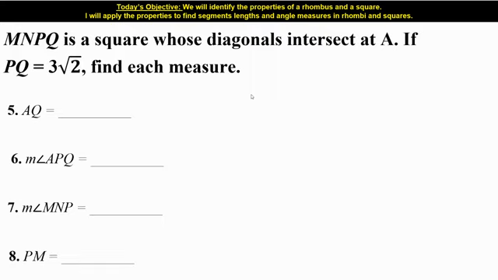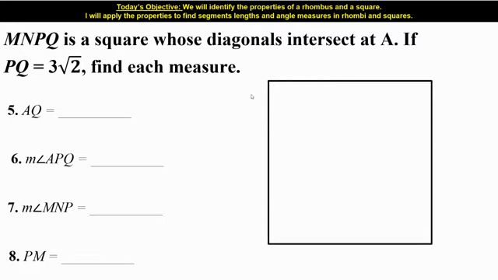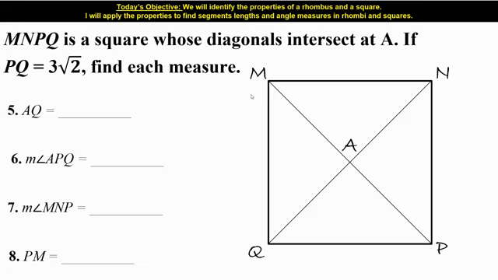Here's an example of how you might be asked about a square. MNPQ is a square whose diagonals intersect at A. If PQ equals 3 square roots of 2, find each measure. Let's draw a picture. I'm going to draw a square. I'm going to pick a corner to start with M, and then I need to remember that I have to go around the shape. So I'm going to go clockwise, N, straight down to P, and over to Q. If you have Q and P backwards, you will get incorrect answers. My diagonals of this square intersect at A. So from P to Q, we have 3 square roots of 2. Since it's a square, that means it's a rhombus, and all 4 sides are the same.